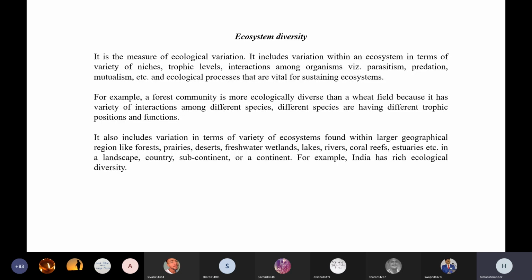So the biodiversity would be different in rivers if we compare it with the forest. There will always be a difference, and the biodiversity of a lake is different from the biodiversity of the desert or maybe the ocean. So depending upon the geographical conditions, there is also diversity in the ecosystem.